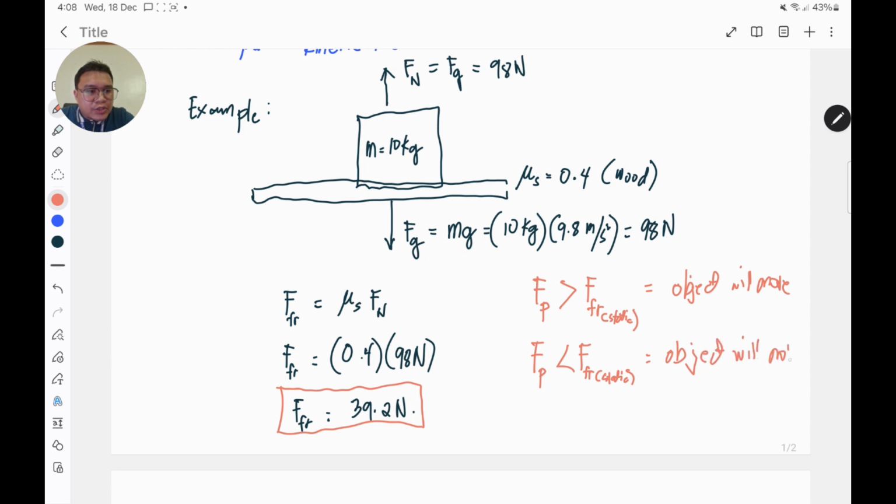So, for instance, if I'm just going to push this object with only 20 newtons, then that object will not move. But if I apply a force of, let's say, 100 newtons, that object will start to move. And when that object starts to move, it is not the static friction that works anymore, but instead it will be the kinetic friction in this case. So, that's how you're going to understand this particular example. Let's proceed to the next.